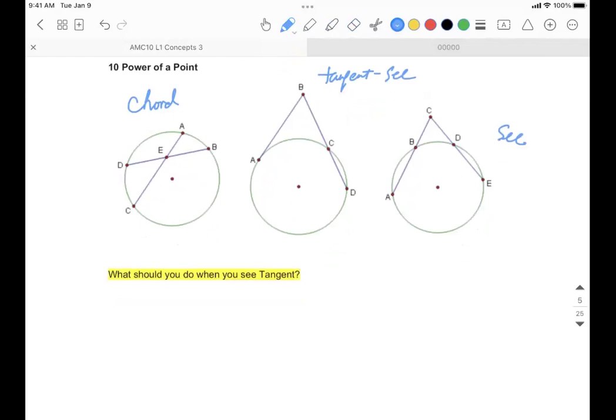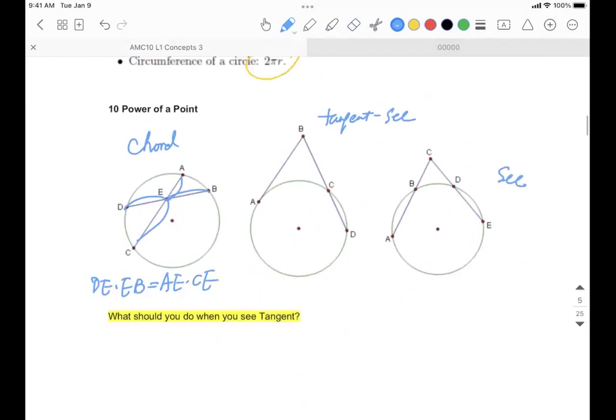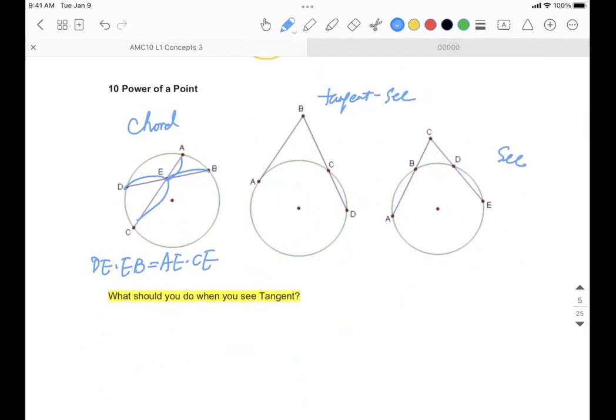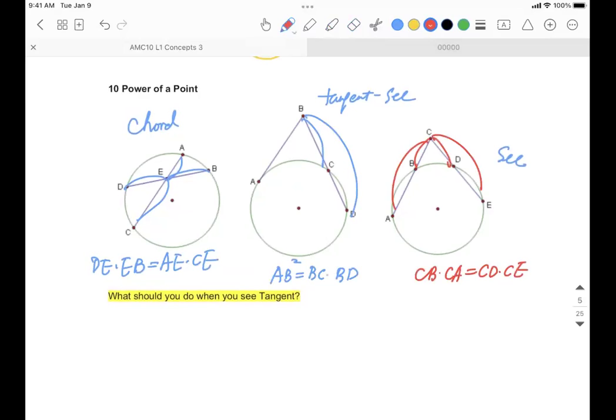So what is the chord theorem? As long as you have 2 chords intersecting each other within a circle, automatically you have DE times EB equals AE times EC, right? The other part, whenever you see a tangent and a secant, you have AB squared equals BC times BD, right? And the last one is CB times CA equals CD times CE, right?